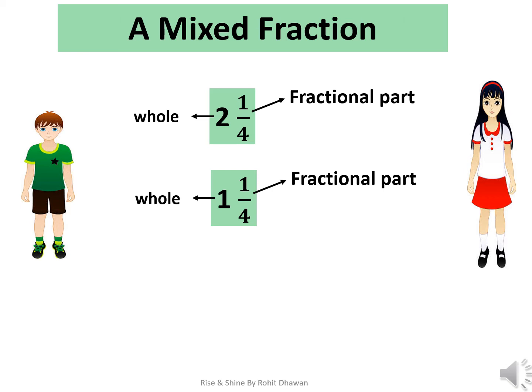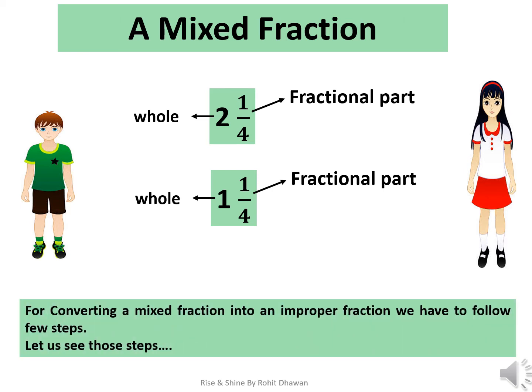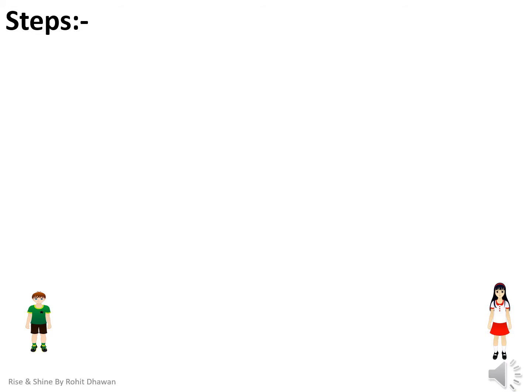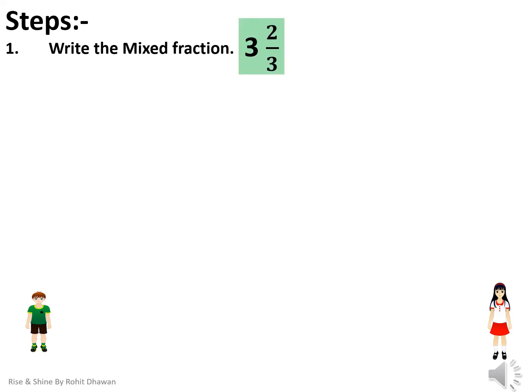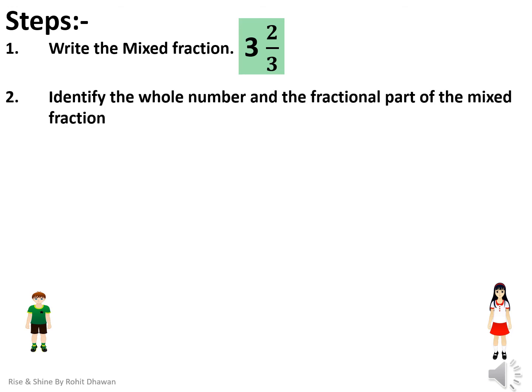Rishita told Rohan that in order to convert a mixed fraction into an improper fraction, we have to follow a few steps. So let us see those steps. The first step is to write the mixed fraction which we have to convert. Let us take it as 3 2/3. The second step is to identify the whole number and the fractional part of the mixed fraction. Our example 3 2/3 is a combination of a whole number 3 and a fractional part 2/3.